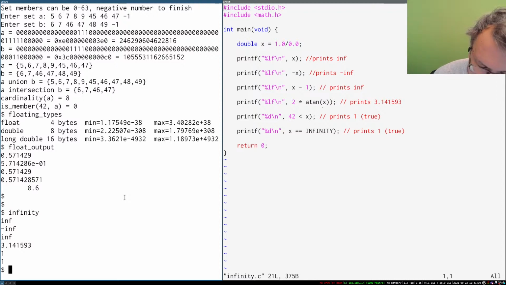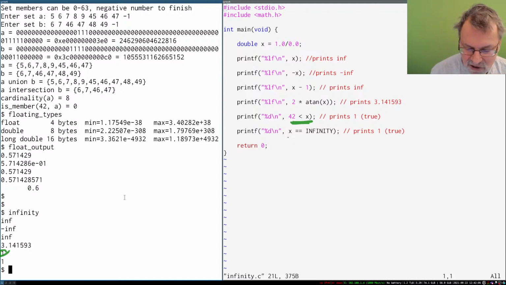But there's more. I can say 2 times arctan of infinity, and it prints out pi, which honestly I don't remember is the correct answer, but I'm hoping it is. Your study of these things is somewhat more recent than mine. I can also ask the question, is 42 less than infinity? And again, we get the answer of true, 1.